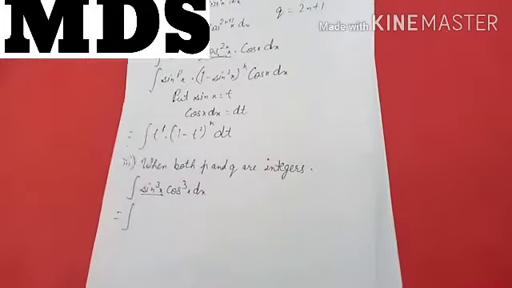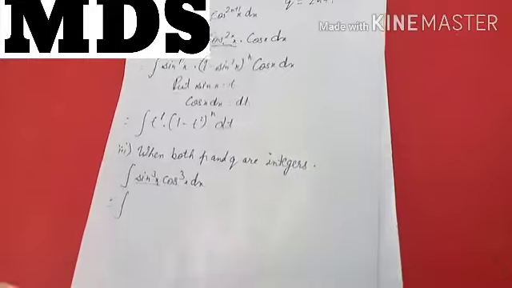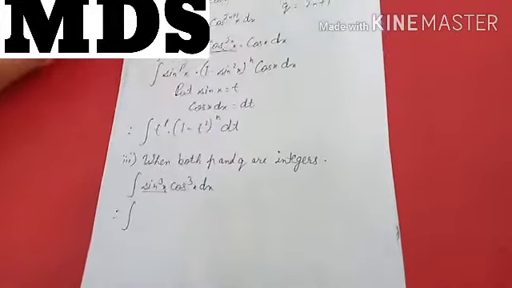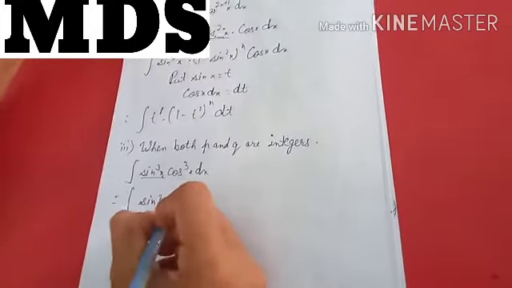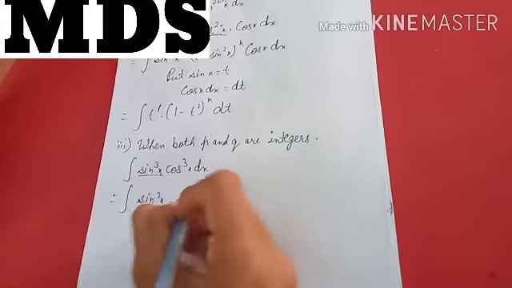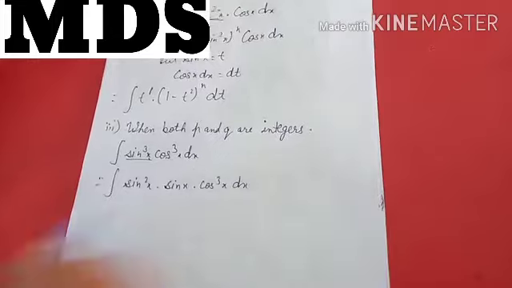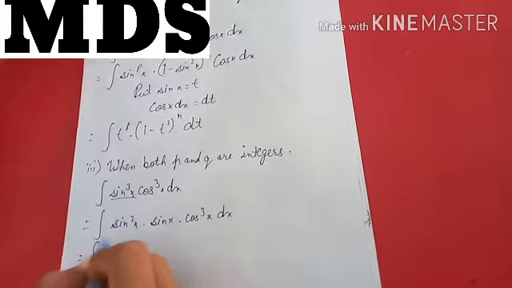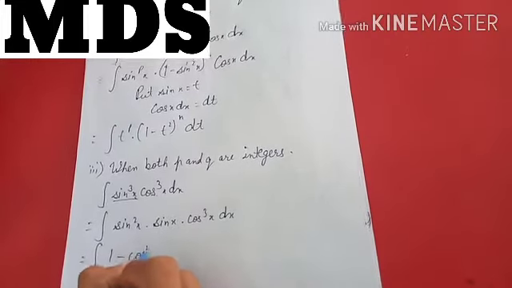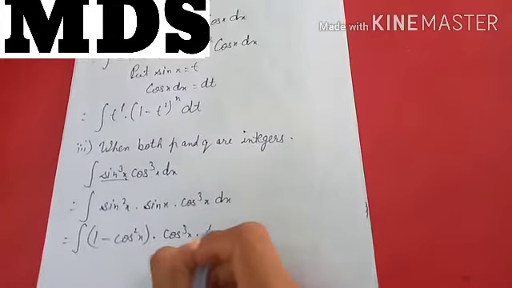Now in this question you can see they have converted cos into sin. We are going to solve this question by converting sin into cos. So sin cube x will be written as sin square x into sin x, and the cos cube x remains as it is. I will replace sin square x by 1 minus cos square x into cos cube x into sin x dx.